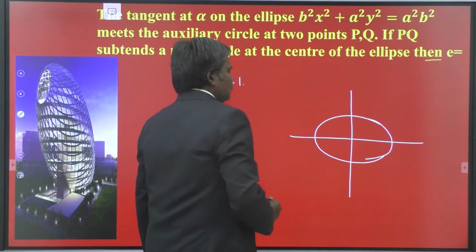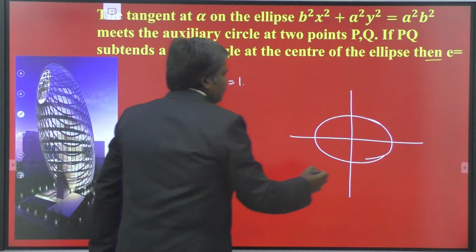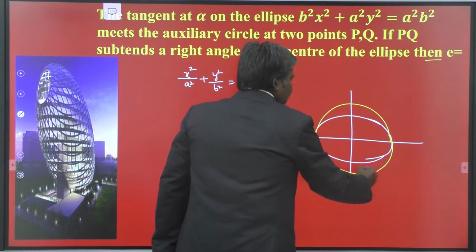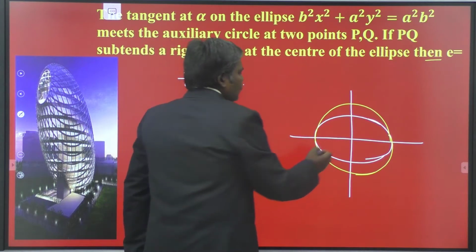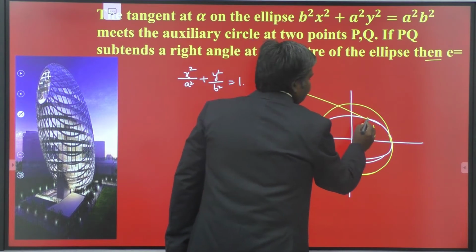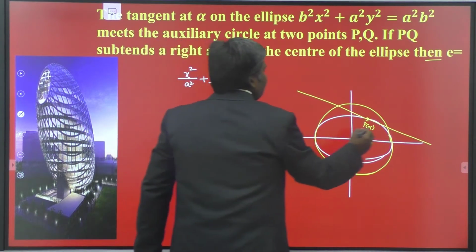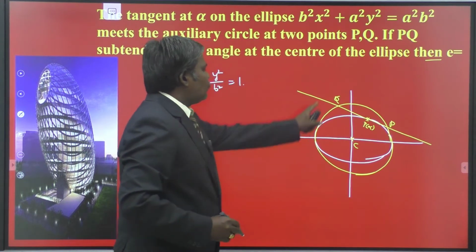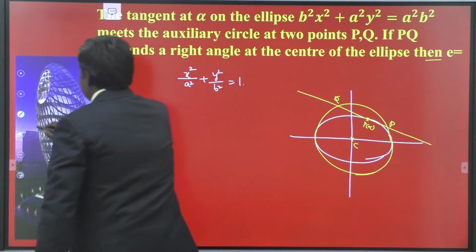These are the axes. Now I am writing the corresponding auxiliary circle. This is the corresponding auxiliary circle. The circle described on the major axis as diameter is called what? The auxiliary circle. Suppose this is my point P of alpha. At this point we draw a tangent. This is the tangent. It intersects the auxiliary circle at points P and Q. This is P, this is Q, this is the center of the circle. Now this chord PQ subtends an angle of 90 degrees at the center. That means this is the angle.